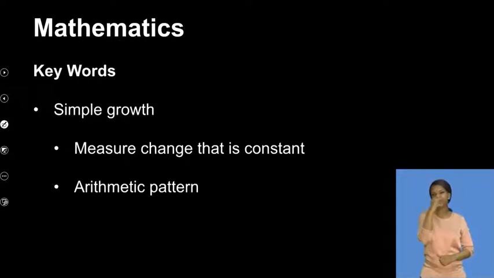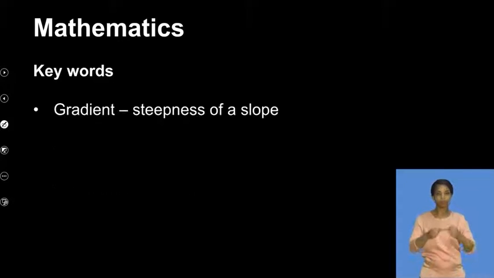And then what we then looked at, our keywords, where we measure the change that is constant, which we just saw in the previous table. And then lastly would be the arithmetic pattern that we kind of spoke about. And then the last keyword was the gradient, which is the steepness of a slope.